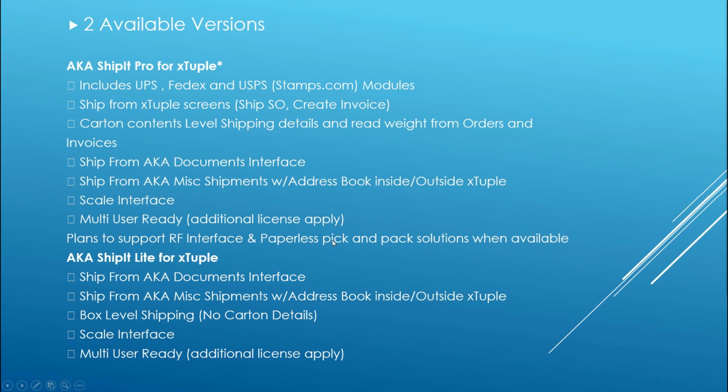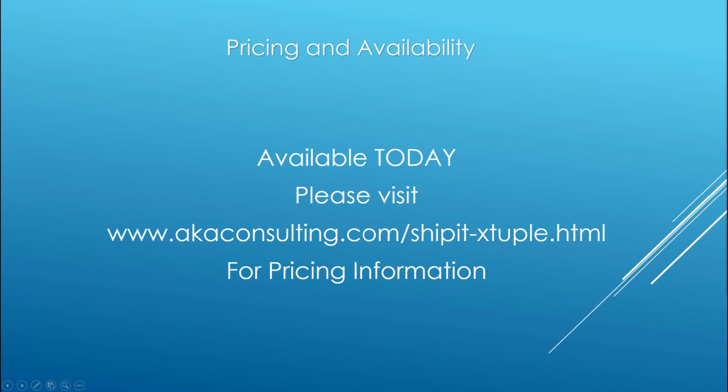We are going to add a pick and pack interface later on, so that's going to be supported only on the Pro version. If you buy the Lite version and you want to upgrade to the Pro version, you just pay the difference and you can upgrade at any time. So if you're not sure, you can always start with the Lite and then upgrade to the Pro version at a later time. Okay. And pricing and availability, the product is available immediately.